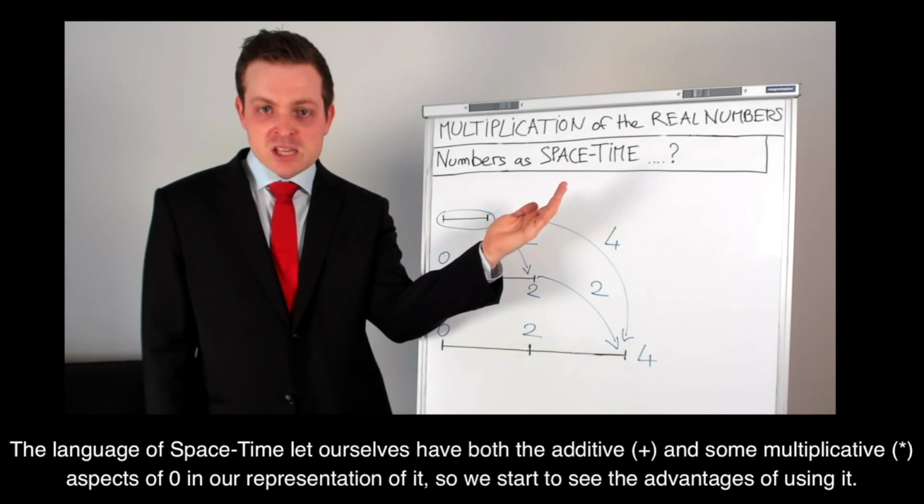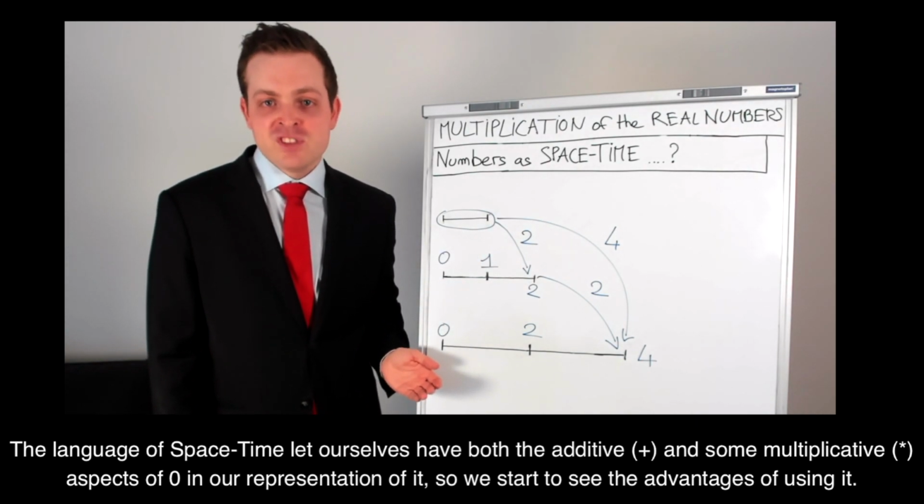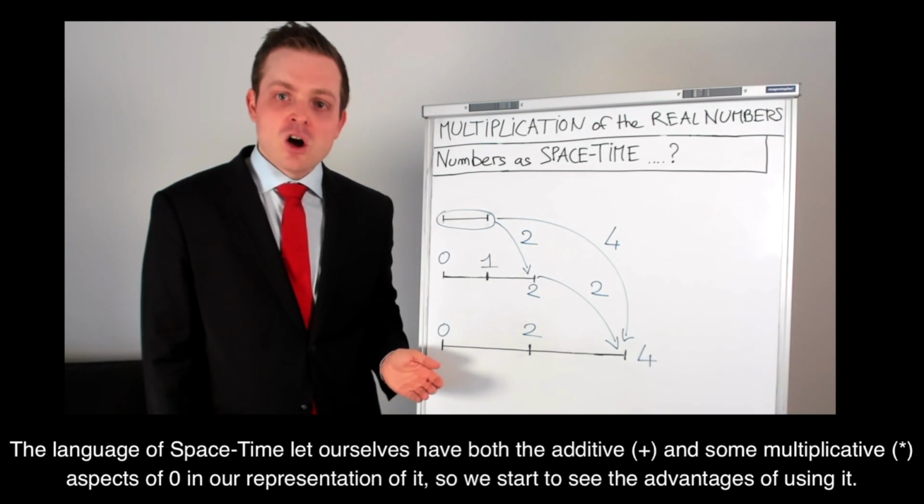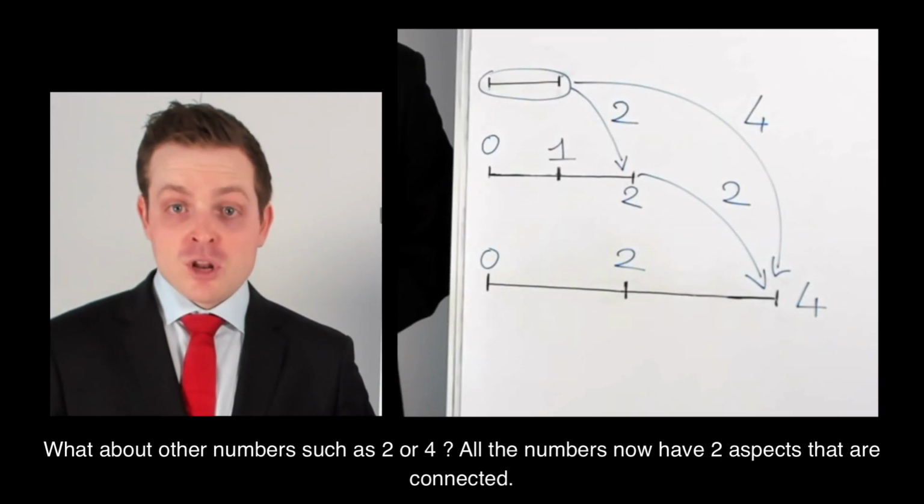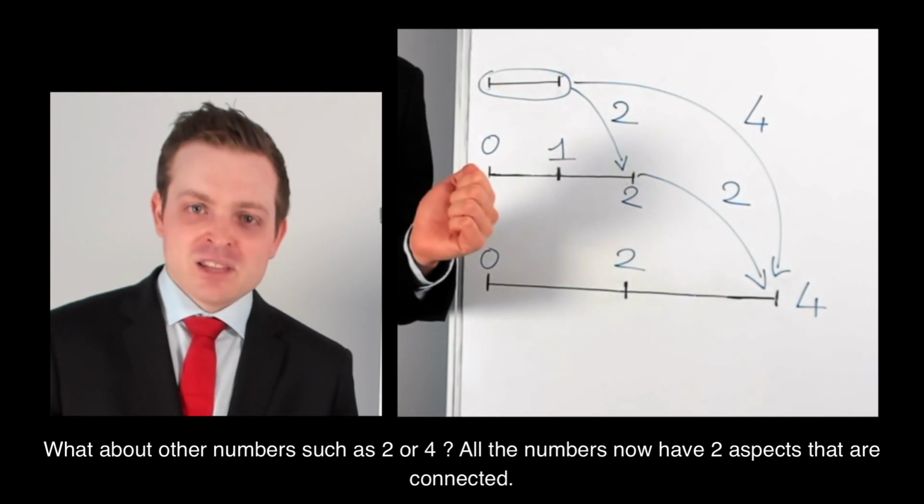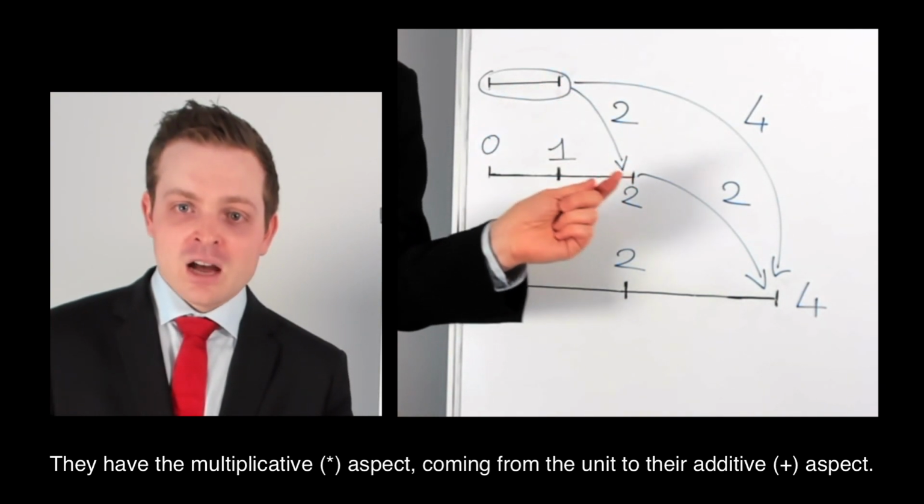So the language of space-time lets ourselves have both the additive and some multiplicative aspect of the number 0 in our representation of it, and so we can start to see the advantages of using it. What about the other numbers, such as the number 2 or the number 4? All the numbers now have two aspects that are connected. They have the multiplicative aspect coming from the unit to their additive aspect.